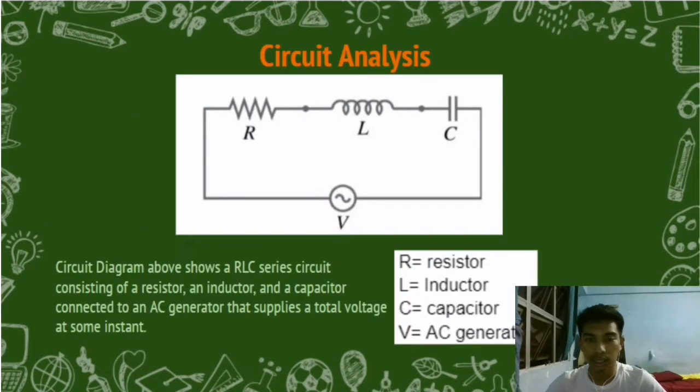Next is circuit analysis. This slide shows the circuit diagram, which is an RLC series circuit consisting of a resistor, inductor, and capacitor that are connected to the AC generator that supplies a total voltage at some instant.